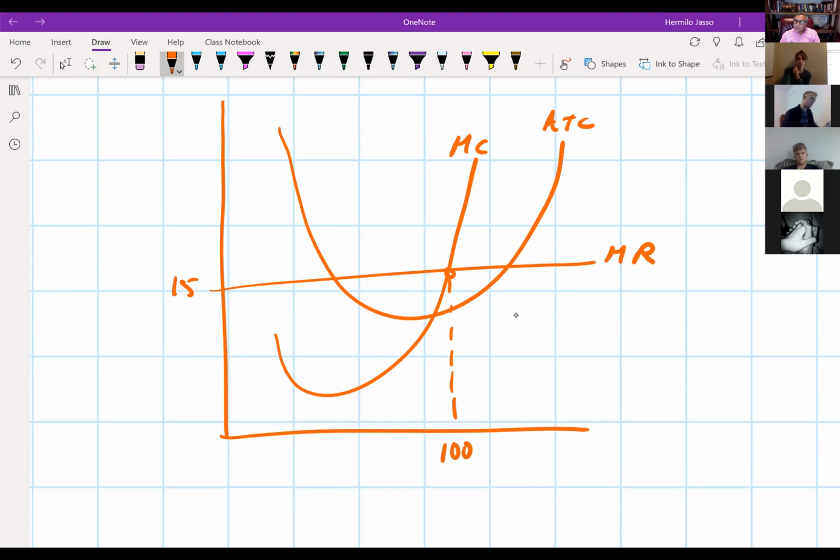Wouldn't they be making money? How do you know that, Shen? Because the average total cost is below the marginal revenue. That's absolutely the point. Exactly, so you're absolutely right. The company is making money because on average, let's say this point right here is $14. It costs them $14 to make it, and they can sell it for $15.